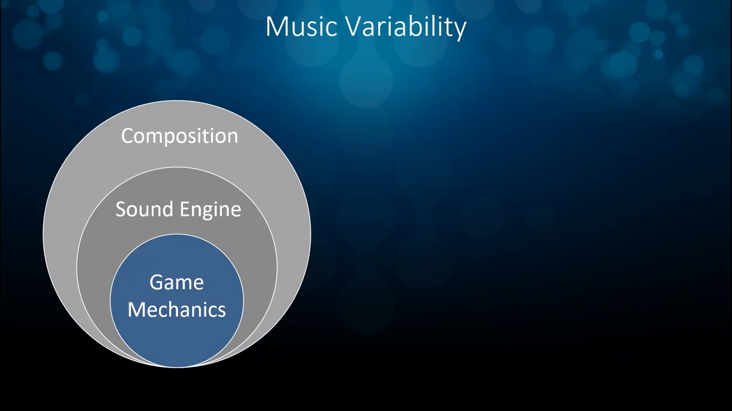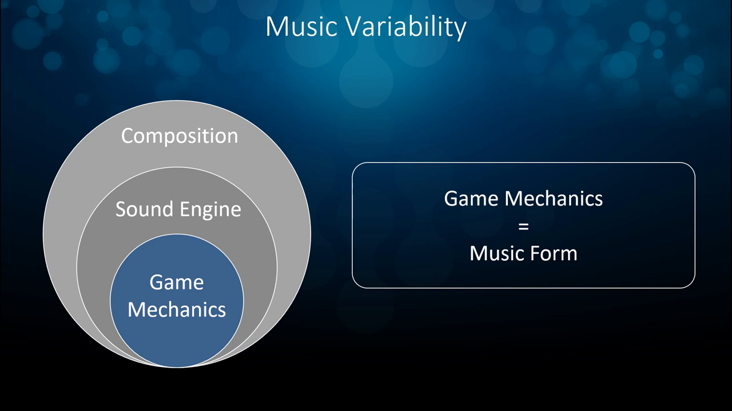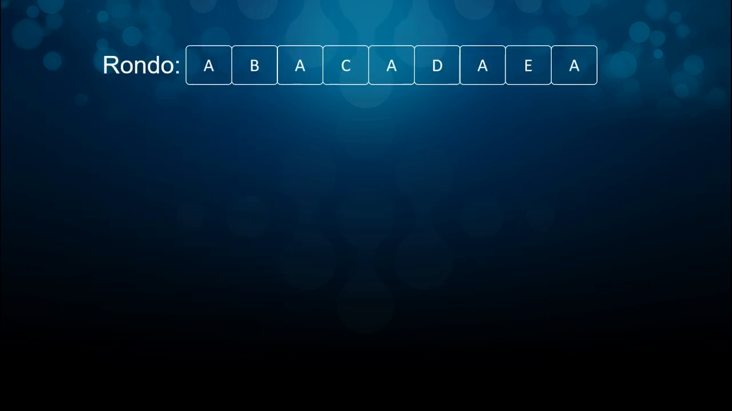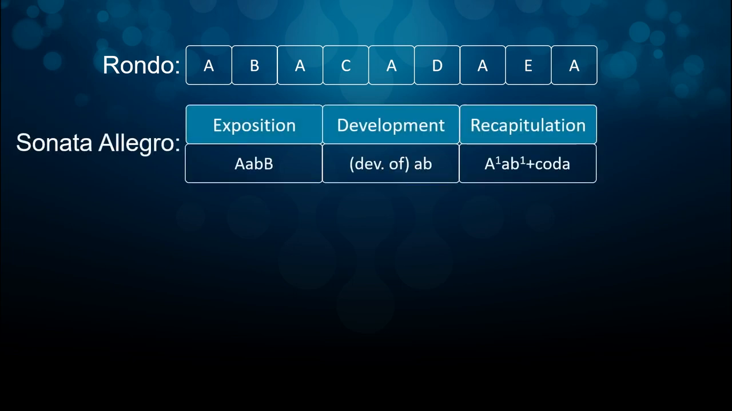All right, and a final thing on music variability, and it's related to game mechanics. When I look at game mechanics, I instantly extract musical forms from it. In classical music, for example, if you studied it, you certainly saw that a rondo goes like A, B, A, C, A, D. So you're always going back to your theme, which is the A. Or if you do a sonata allegro, the allegro movement is separated into three sections. And inside the sections, you typically have that kind of structure. So that's the form for a sonata allegro.